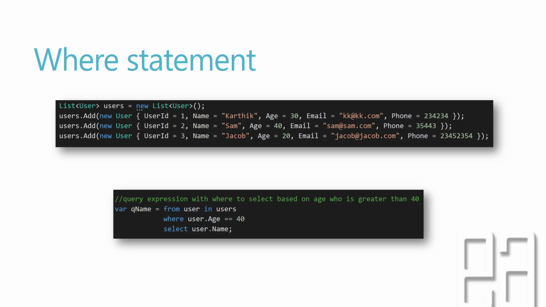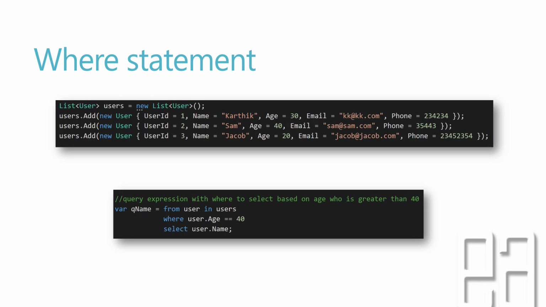Where statement. In our previous video, we were using the list of users collection and we just selected the users with a name or the complete users as well. But let's say I want to select a user whose age is 40, then you can do something like this. From user in users, which is the collection, where user.age is equal to 40, and then select the user whose name is going to be something like Karthik, Sam, or Jacob, whatever user satisfies the particular condition. So basically, Sam is the user who is going to satisfy the particular condition. It's very, very straightforward and simple.